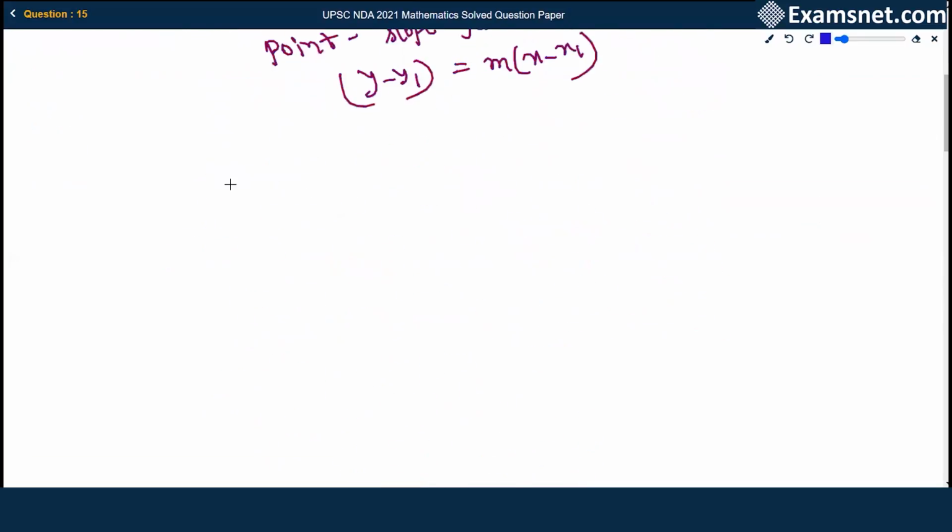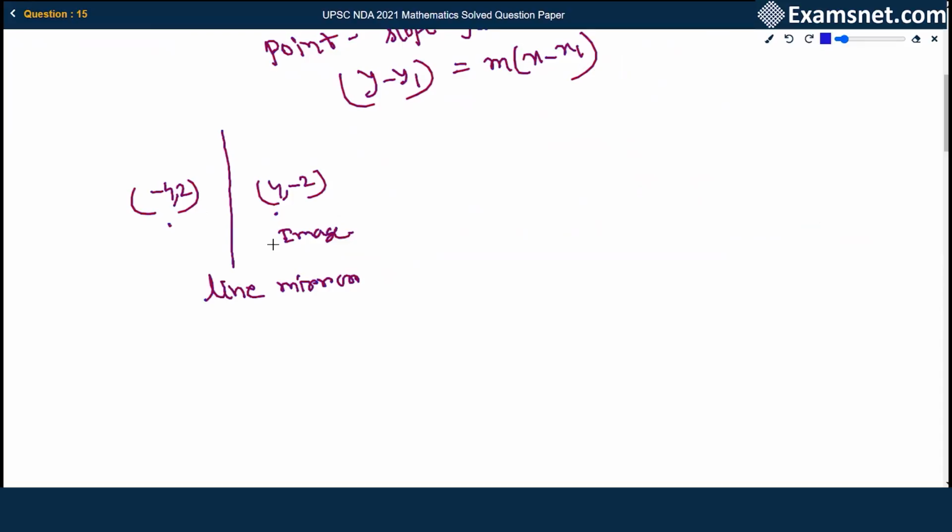Now let me draw the scenario. Let's say here, this is the line mirror. And here minus 4 comma 2 is the given point, and over here 4 comma minus 2 is the image. From physics, we can say that the distance of the object from the mirror is equal to the distance of the reflection from the mirror. That means this distance is equal.